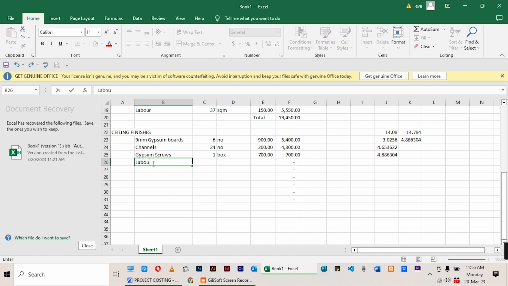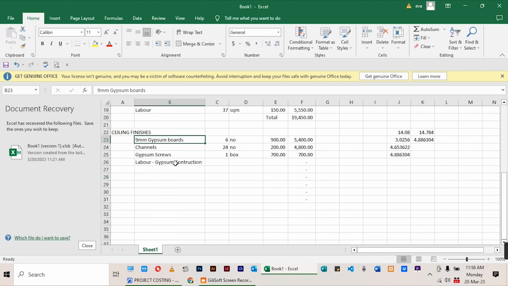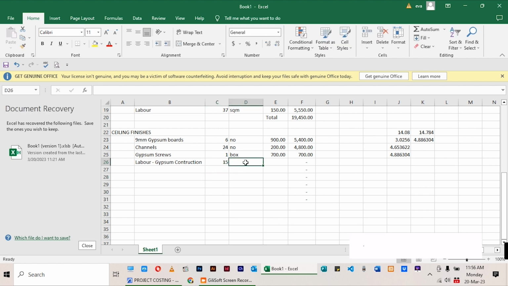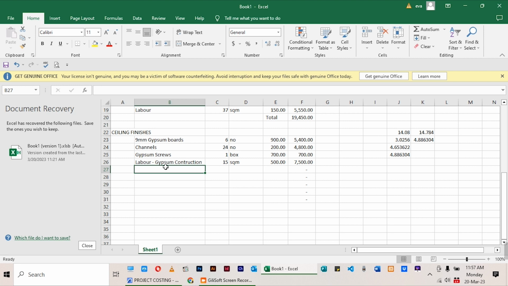rubber, gypsum construction. I'm looking at this to see whether I've forgotten anything. Gypsum boards, channels, screws, we are good to go. Rubber. We have about 15 square meters. Let me convert to say 15 square meters. And the price per square meter in Kenya for gypsums is about 500. We are done with the construction of the gypsum.